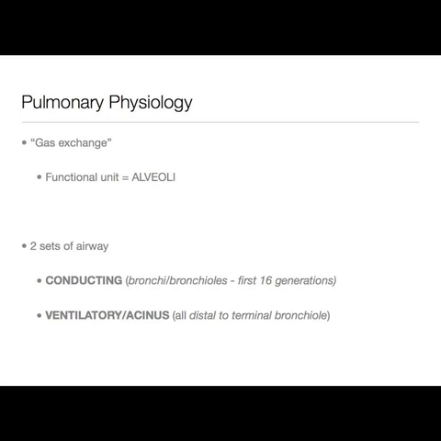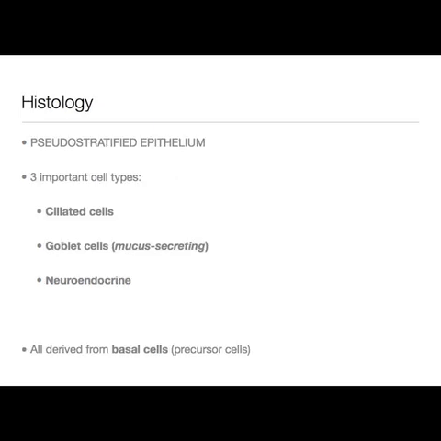Each acinus comprises the respiratory bronchioles, alveolar ducts, and the alveolar sacs, each of which gives off an increasing number of alveoli. Histologically, the entire respiratory tree, from the nasal cavity to the respiratory bronchioles, is lined by a pseudostratified epithelium consisting of three epithelial cell types. These are ciliated cells, mucus-secreting goblet cells, and neuroendocrine cells. All three of these cells are derived from basal cells.